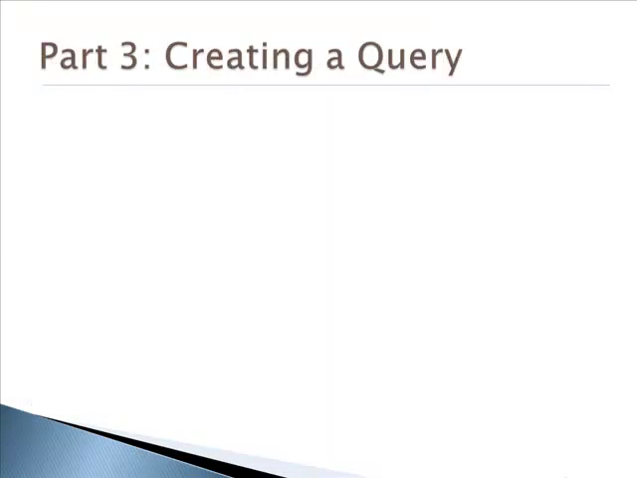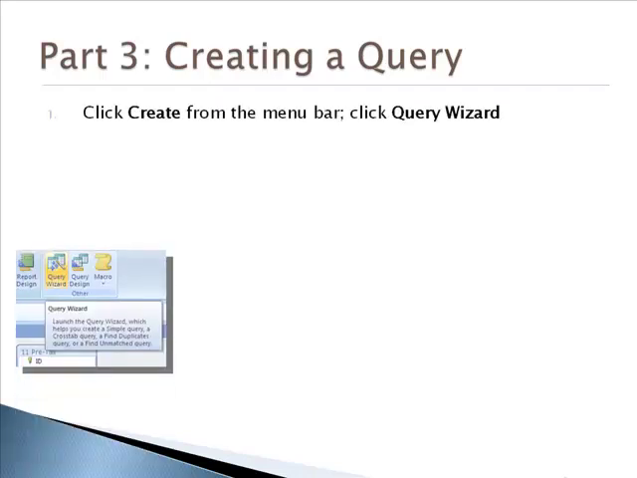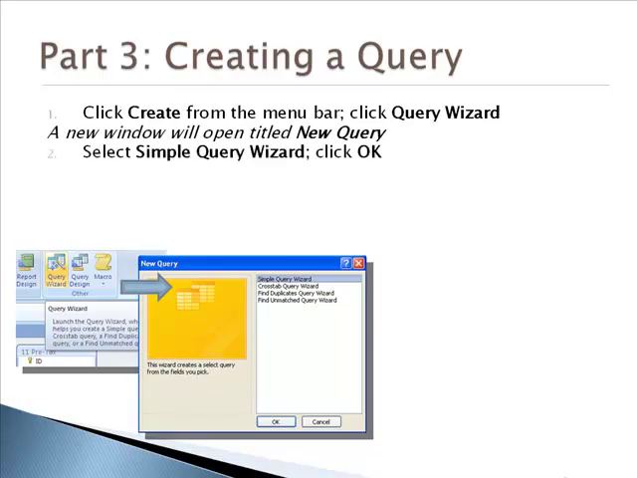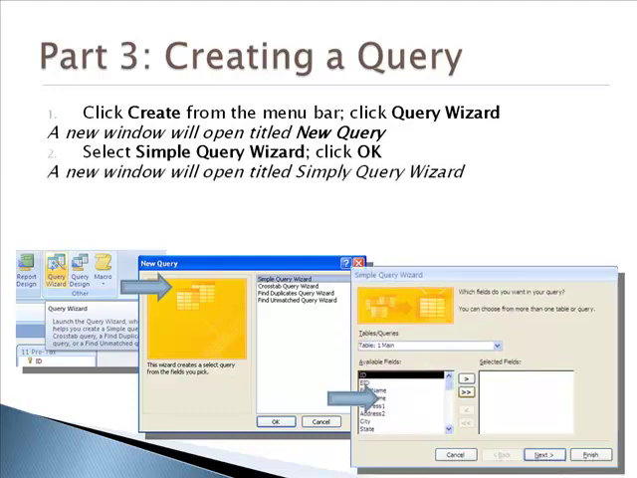Now that the files are joined, we can create a query. To do this, click Create from the menu bar. Click Query Wizard. Select Simple Query Wizard, click OK. A new window will open titled Simple Query Wizard.